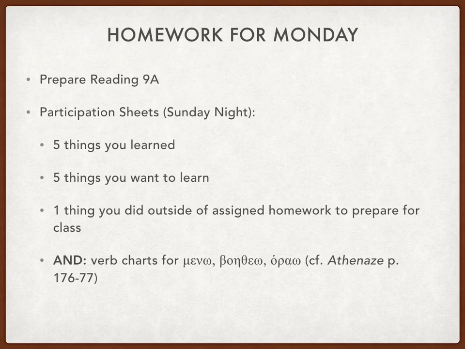What I want you to do is complete a chart of all their forms based on all the forms you've learned so far. Or in other words, just copy the charts that you see on pages 176 and 177 in Athenaze. You should give me all of the forms of these verbs in the active and middle voice, how to say I wait or I wait for myself, or I help myself. You should also show me how to make the infinitives of these verbs, how to make the imperatives of these verbs, and importantly, now that we've gone through them, how to make the present participles of these verbs. Make sure you do them in the active and middle voice.